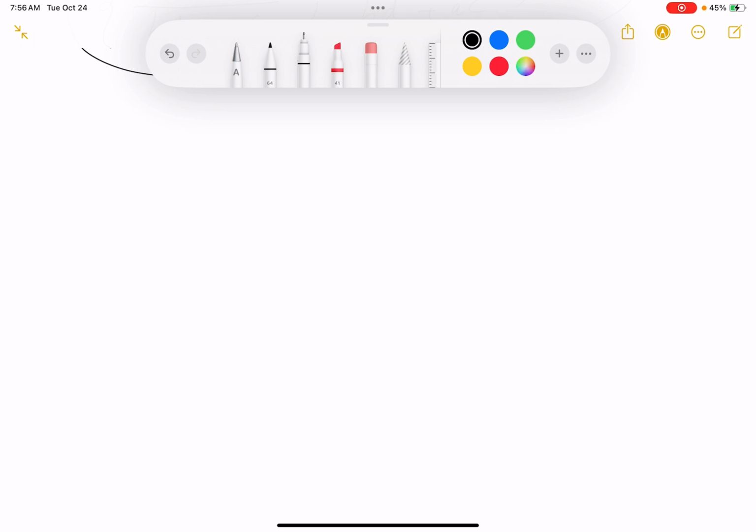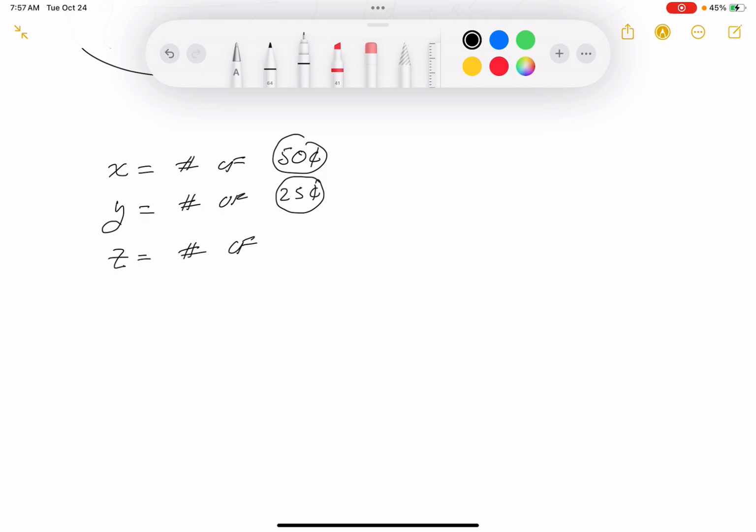I'm going to say x equals the number of 50-cent pieces. So I'm just going to put down 50-cent pieces, like this over here. It's the number of 50-cent pieces. And then I'm going to say y is the number of, let me put a little circle on it so it looks like a coin. So y is the number of 25-cent pieces. And again, I'll make them look like coins. And then z is the number of 20-cent pieces.